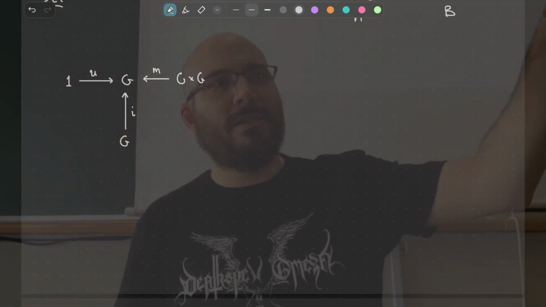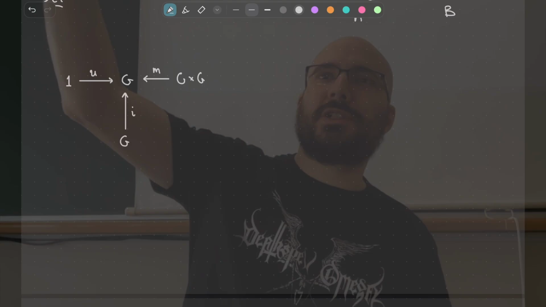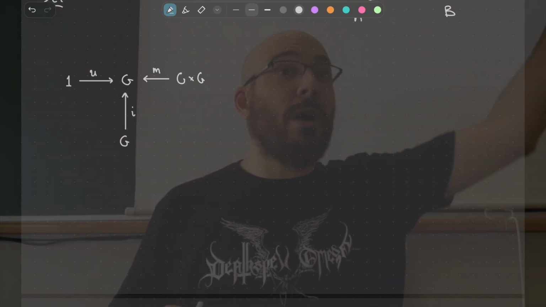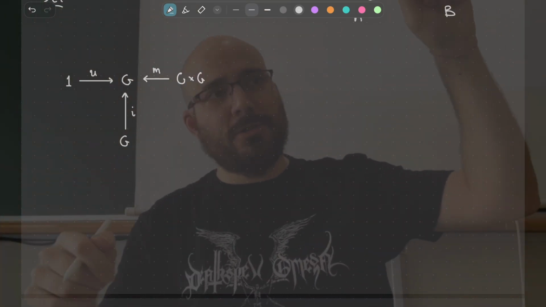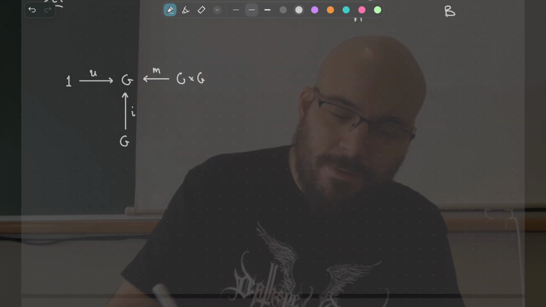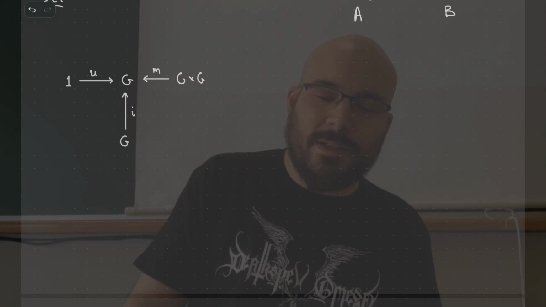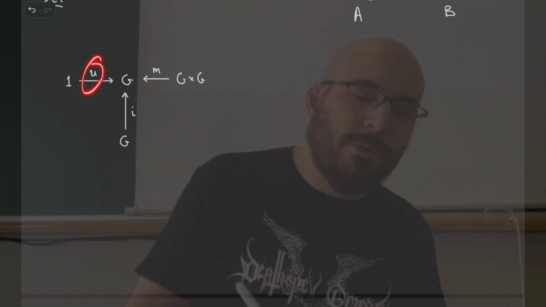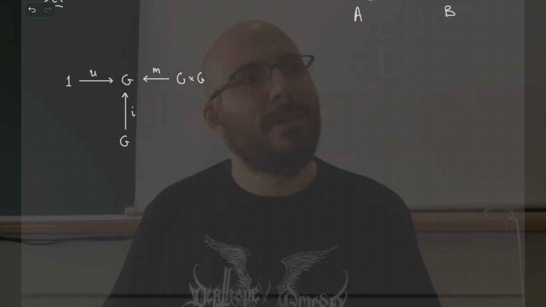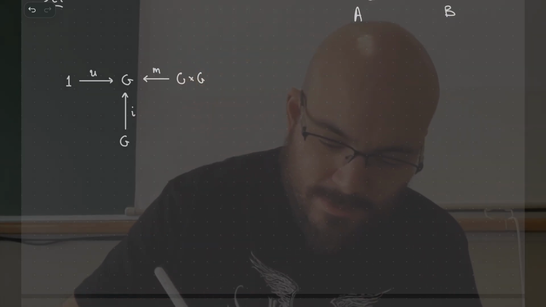It has a G here, a G cross G there, another G cross G, another G, and one. Then we put the arrows, and the idea is the following. This thing commutes will amount to the law that this is an inverse. A different diagram will amount to the law that this is associative, and a different diagram will amount to the law that this picks really an identity element.